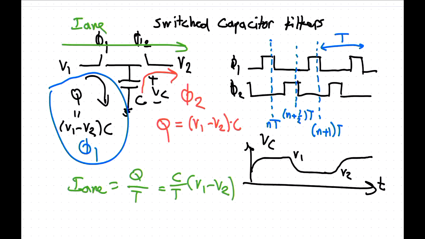And the equivalent resistance is then going to be T on C. Normally, you write that as 1 over the clock frequency times C, where obviously the clock period is 1 divided by the clock frequency. So if you switch it fast, it looks like a small resistor. If you use a big capacitor, it looks like a small resistor.